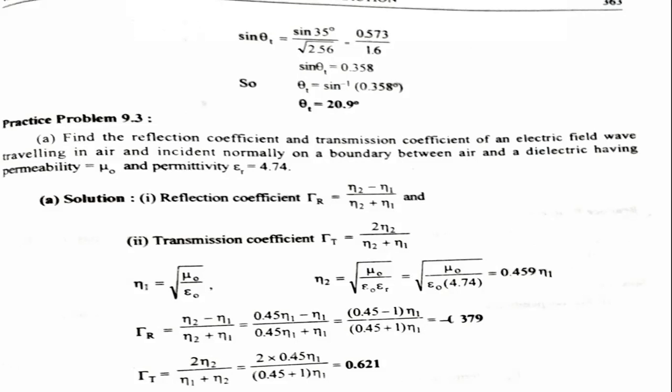Okay, all of you got this one. Sine theta t is equal to 0.358. Now the last point, the angle of transmission: theta t is equal to sine inverse of 0.358, which is 20.9 degrees. So 20.9 degrees is theta t.